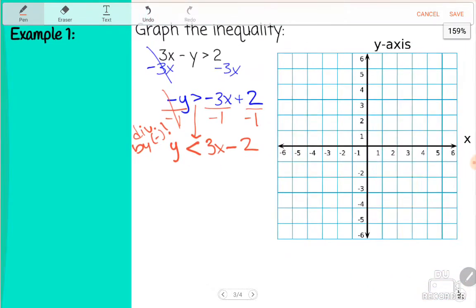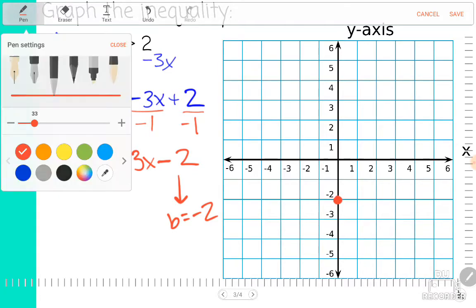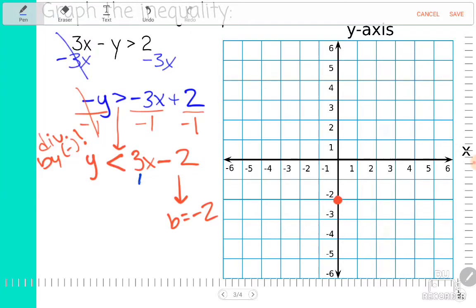All right, so now that I have my equation, I'm going to graph it. Remember, the y-intercept is right here, so that means b equals negative 2, or the y-intercept is negative 2, so I start my graph there. Okay, and then the slope is the number in front of the x, so that means my slope m equals 3, which I could think of as 3 over 1. So that means I'm going to go up 1, 2, 3, and then over 1.